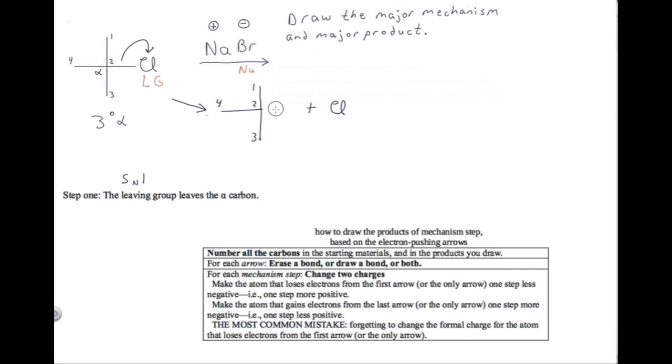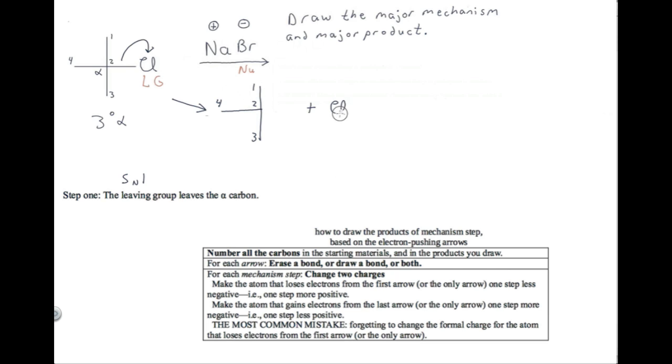So here I've shown products where I've erased the bond between carbon-2 and the chlorine. Notice that I'm continuing to number all the carbons in the products that I'm drawing, and I'm writing down numbers that are consistent with the numbers that I wrote down over here. Now, that I think is the easy part. Here's where people mess up. The most important part of this picture to get right is the charges.